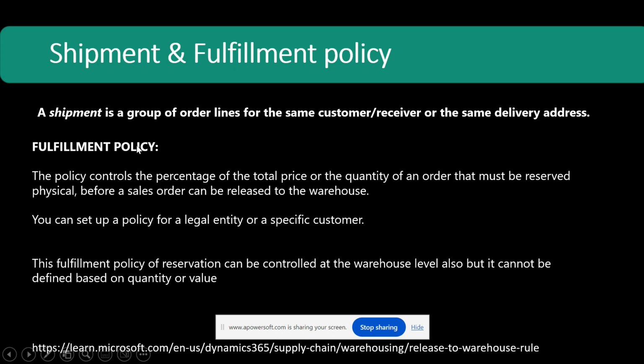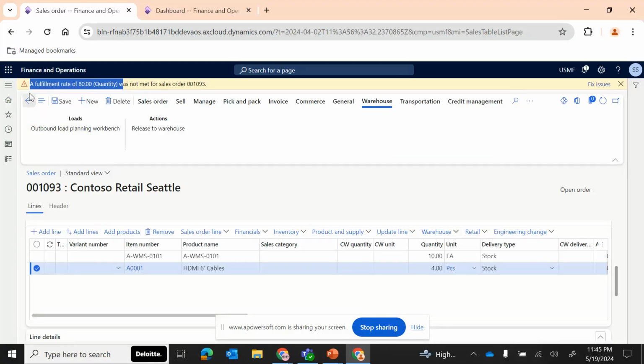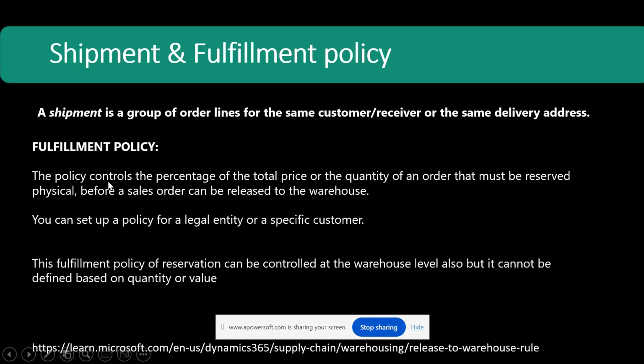But what exactly is the fulfillment policy? This is the error which we got, right? It is saying the fulfillment rate was not met for the sales order, which is the policy control. This is basically a policy which controls the percentage of total price or the total quantity of an order that must be physically reserved before a sales order can be released to the warehouse, right?